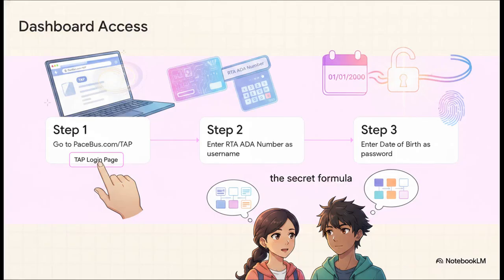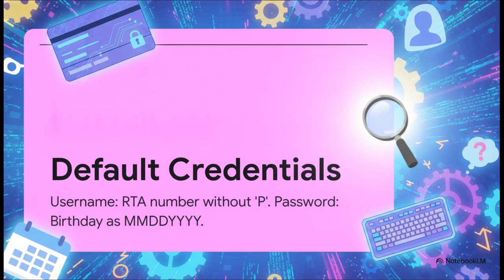Logging into the Cab Connect portal, which you can think of as your own personal digital transit dashboard, is incredibly straightforward if you just follow 3 simple steps. First, you'll open your web browser, go to pacebus.com/tap, and click the TAP login page link. That's going to take you to a secure external portal. Now, steps 2 and 3 are where beginners sometimes stumble, but it's super logical once you know the secret formula. Let's decode those default login rules together.